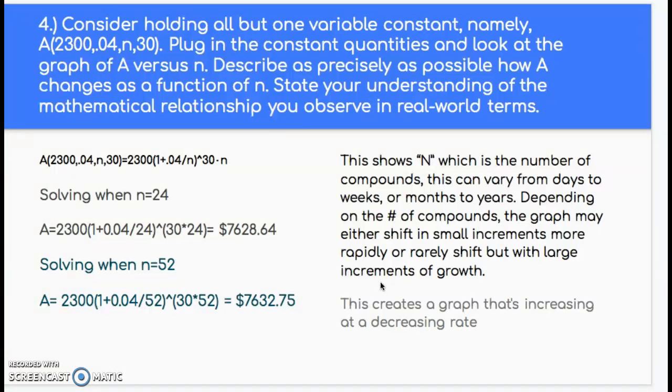If your N is larger, then that means you're going to see a very small growth because you're compounding it daily, which means you're adding that every single day, as opposed to waiting a whole year and then adding everything at the end. So this graph is actually increasing at a decreasing rate. You'll see that there's not much of a change with N.